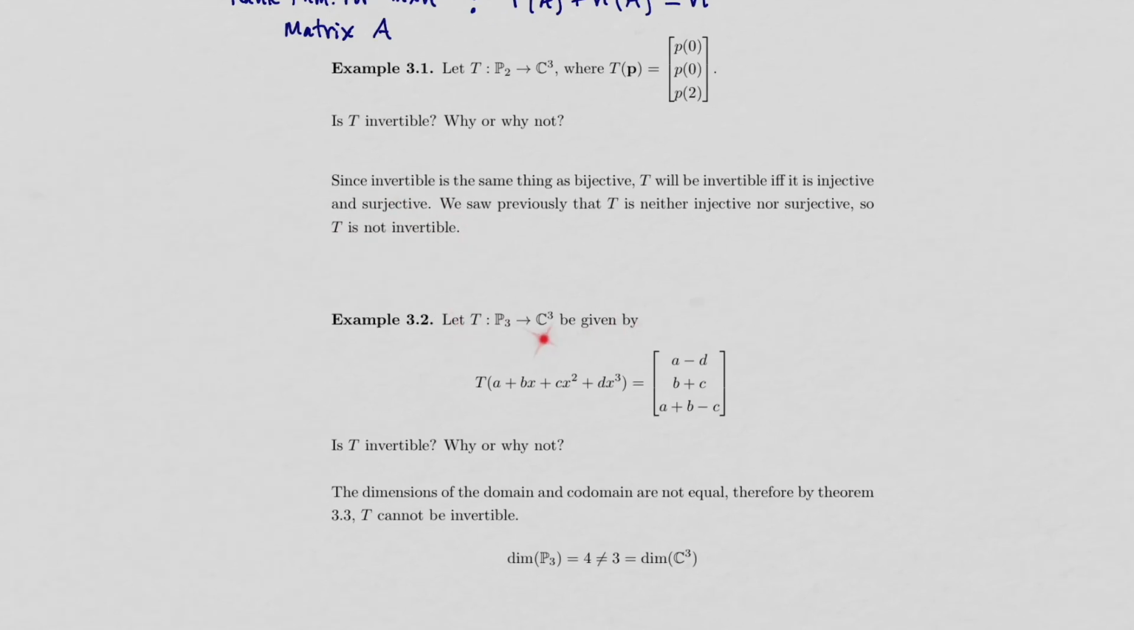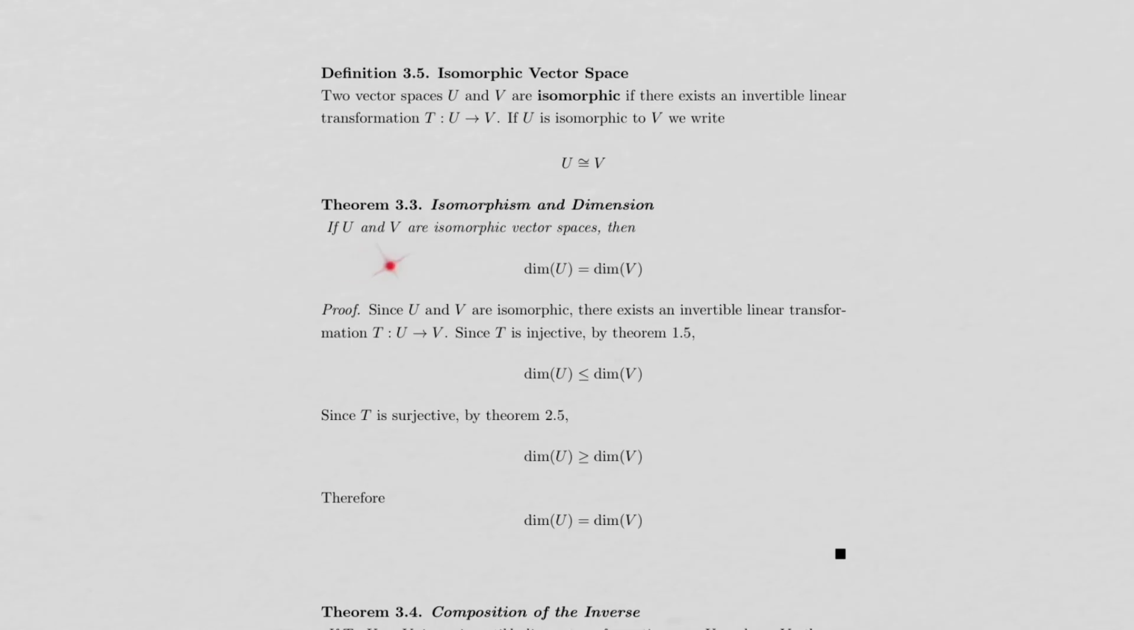For this transformation, defined by this function rule, we could go back and see whether this was both surjective and injective, but there's an even easier way to solve this. Notice that the dimension of P3 is 4 and the dimension of C3 is 3, and the dimension of the domain is not equal to the dimension of the codomain. Well, remember this theorem says if U and V are isomorphic, the dimension of the domain has to be equal to the dimension of the codomain.